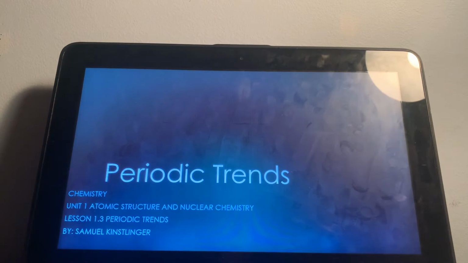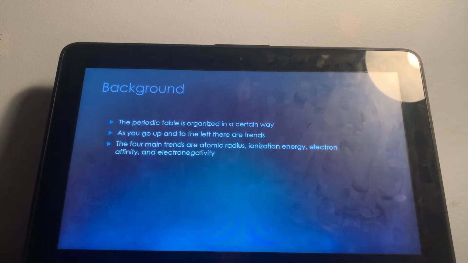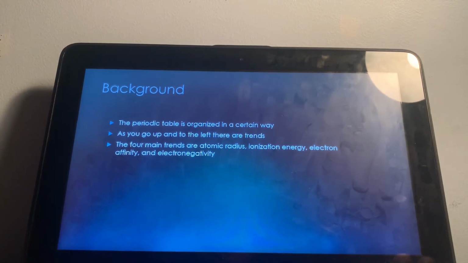Now, these are known as periodic trends, changes when you move in certain ways that are consistent on the periodic table. Now, the periodic table is organized in a certain way. That's what leads to periodic trends. Most of them change when going up and to the right or down and to the left. Now, the four main trends are atomic radius, ionization energy, electron affinity, and electronegativity.